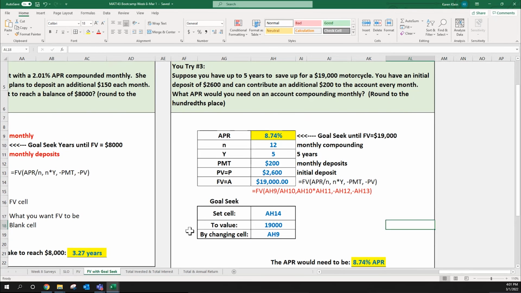Now, just to give you some context about percentage rates. Now, before I go there, are there any questions about question number 3?